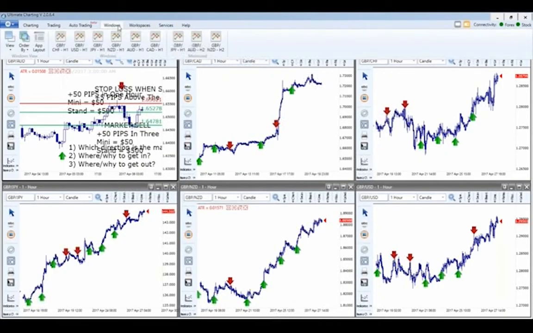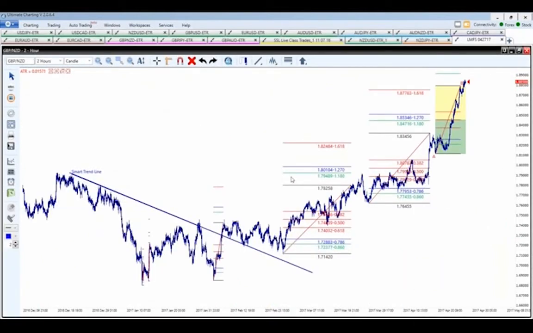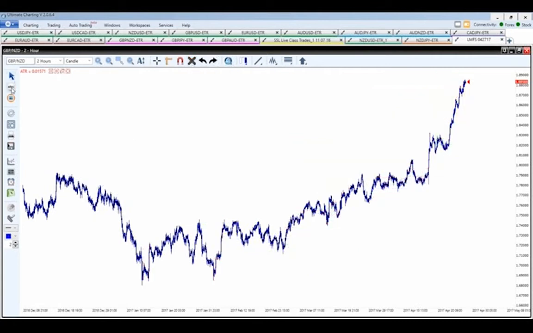Let me go ahead here and pull up the pound New Zealand on a 2-hour time frame. I'm going to explain to you why I'm looking at a potential trade opportunity on this chart. So let's delete all this and go back to the basics.